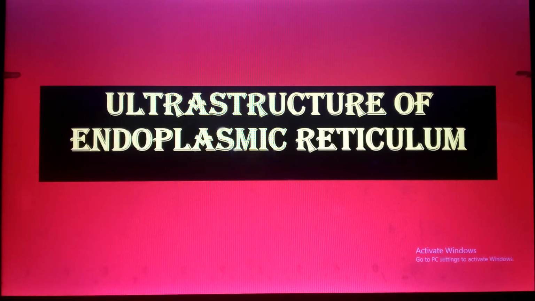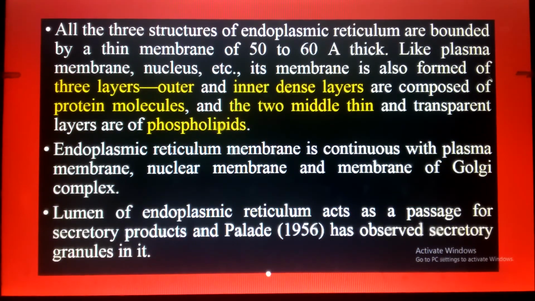And now the ultrastructure of the endoplasmic reticulum. All the three structures of the endoplasmic reticulum are bounded by a thin membrane of 50 to 60 angstrom thick, like plasma membrane, nucleus, etc. All are membrane bounded organelles, and their membranes have the same lipid bilayer. Its membrane is also formed of three layers. The outer and the inner dense layers are composed of protein molecules, and the two middle transparent layers are of phospholipids. Is it clear?